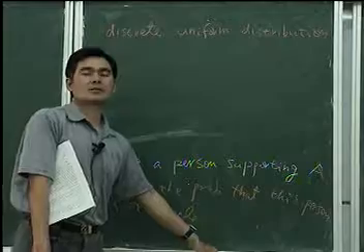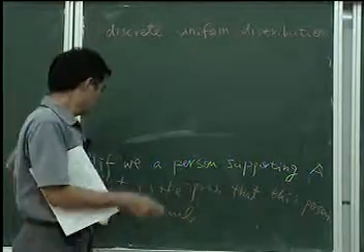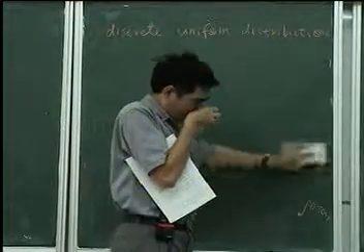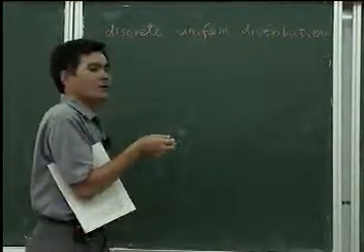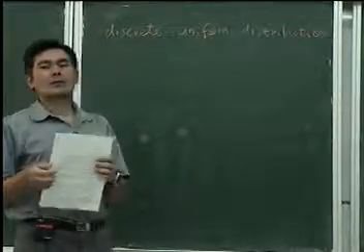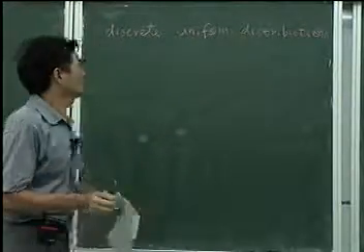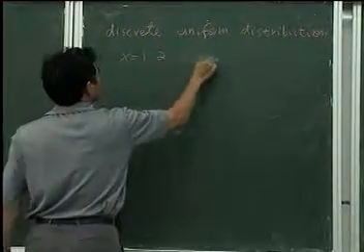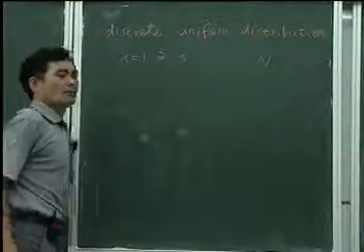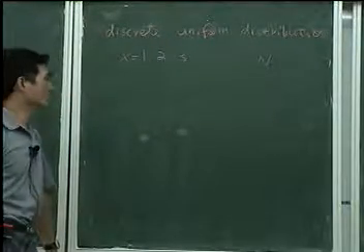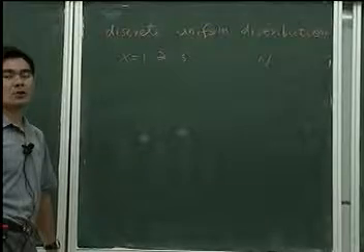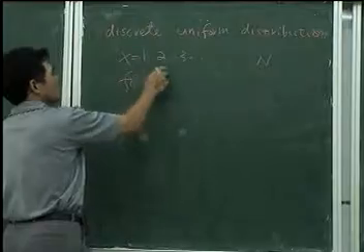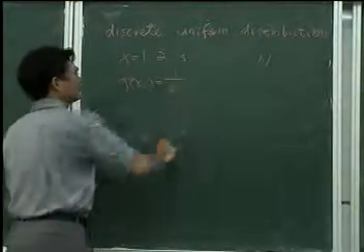Uniform distribution means that the probability that each outcome is going to happen is the same. So let us say we have x equal to 1, 2, 3, up to n. And of course, this is a uniform distribution, so the probability that each one is going to happen, f(x_i) for any i in this, is equal to 1 over n.